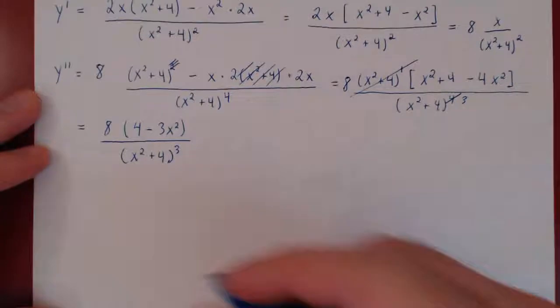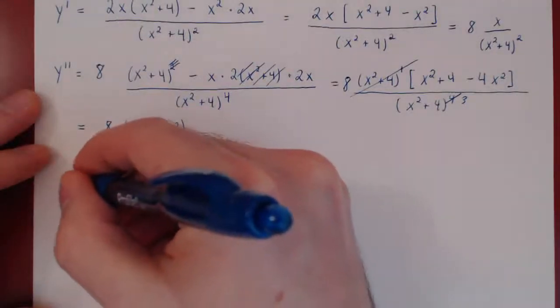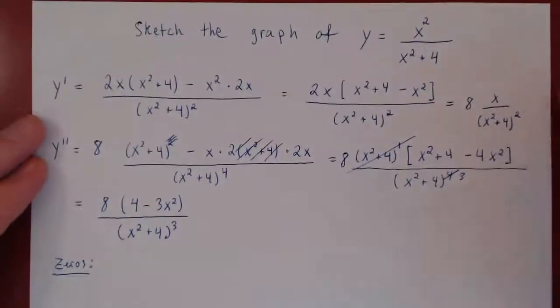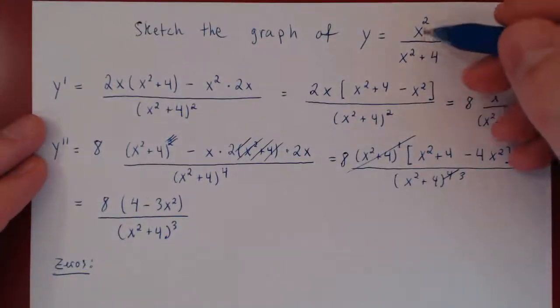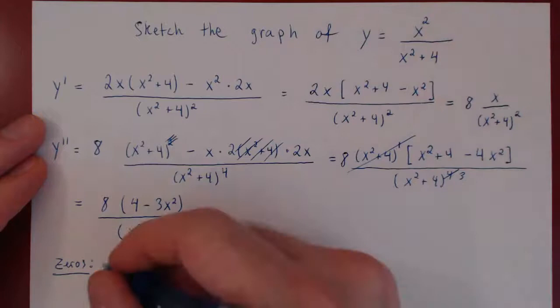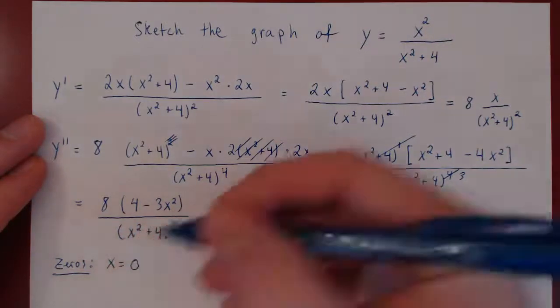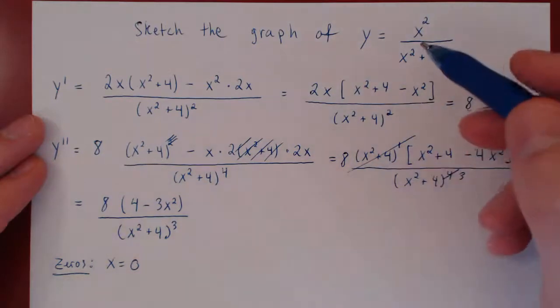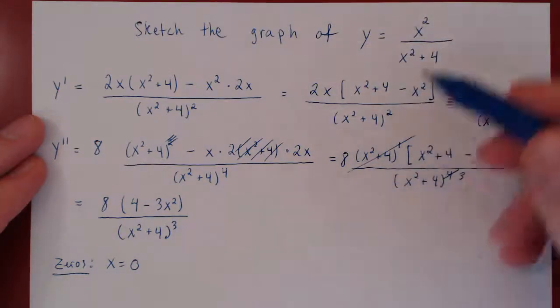Let's look for possible zeros of our function. Again, since we have a rational function, the fraction can only be 0 if the numerator is 0. Therefore, if x is equal to 0, and we, at the same time, have found our y-intercept. When x is 0, y is 0.